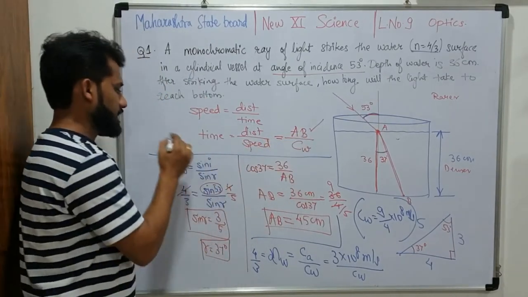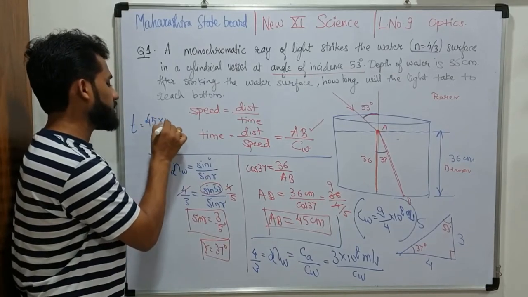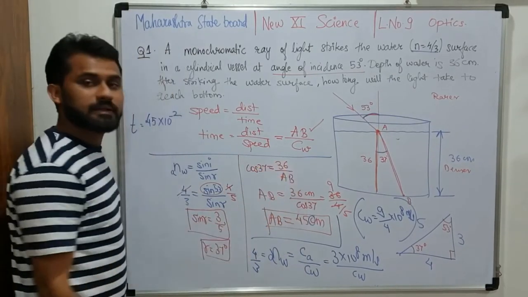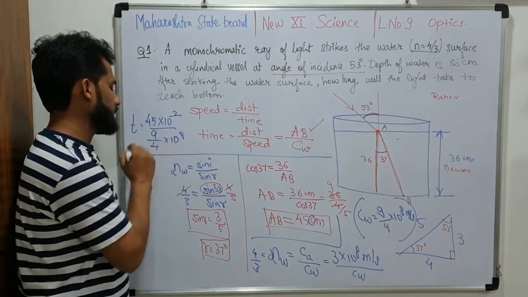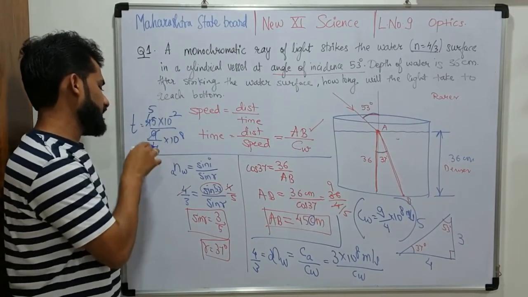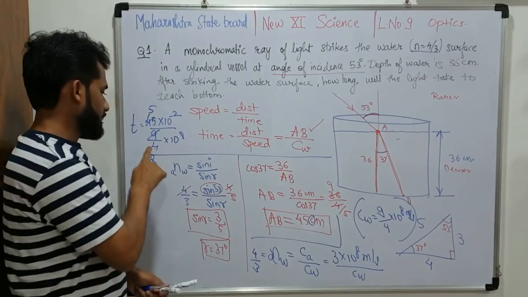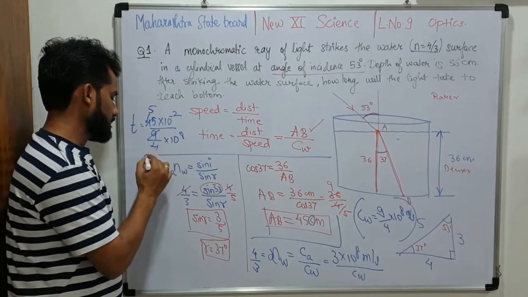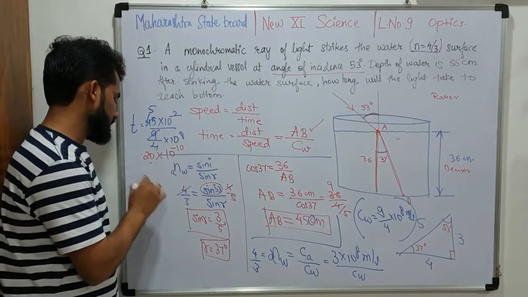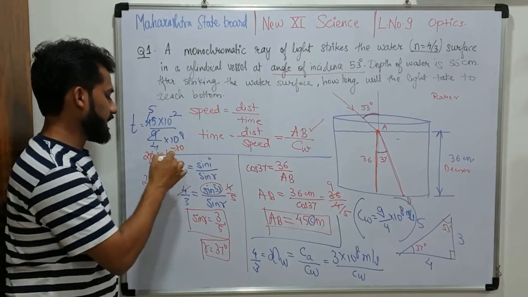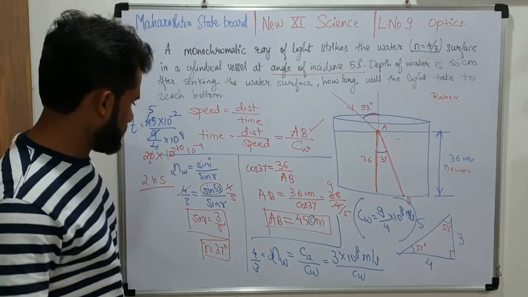So if you put the values, time will be equal to, what is AB? 45 centimeters, 45 times 10 to the power minus 2, since this is centi, upon 9 by 4 times 10 to the power 8. And solving this, 9, 5 is a 45, if this 4 goes up, it becomes 20. It becomes 4 5s are 20 times 10 to the power minus 10, so which I can write as 2, if one zero is cancelled, nanosecond. 2 nanosecond is the answer.